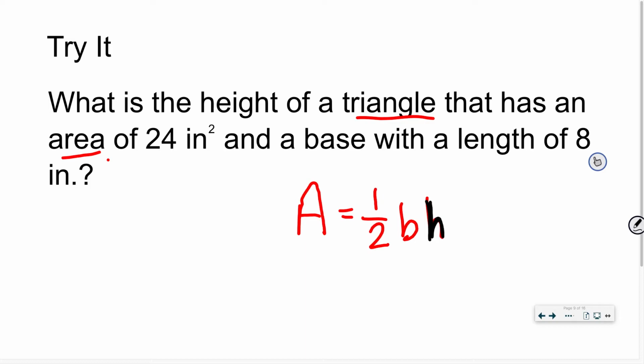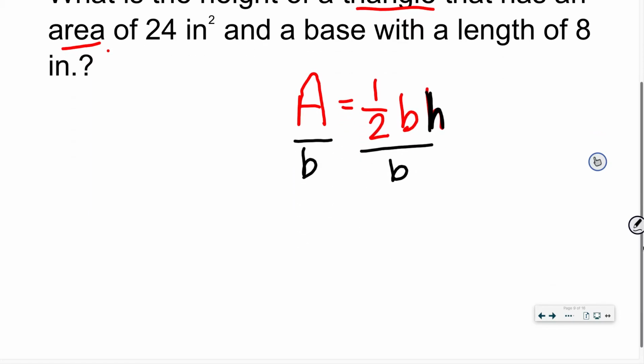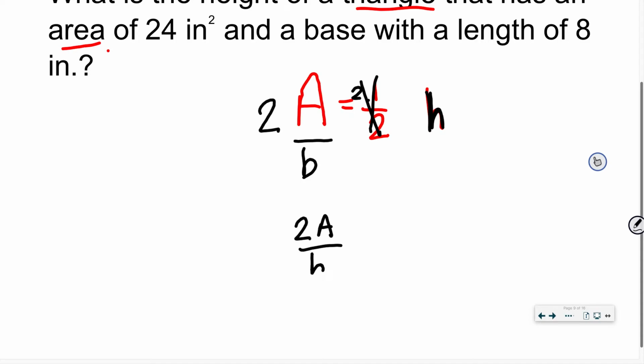Do I have to do them at the same time? No, I don't have to. And as you see some of these complex formulas, you may not want to. You may want to go in stages. So here, if I divide by b, I can rewrite this, and the b is gone. Then what can I do to get rid of the 1/2? Dividing by a half is the same as doing what? Multiplying by 2. So now we have 2A over b.